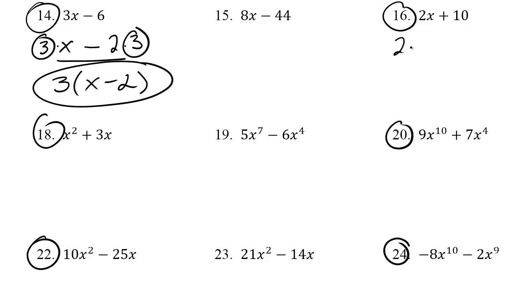Number 16, we have 2x plus 10. 2x breaks up to 2 times x, plus 10 breaks up to 5 times 2. Only thing in common is your 2. So on the outside, you're going to have a 2, parentheses, x plus 5.